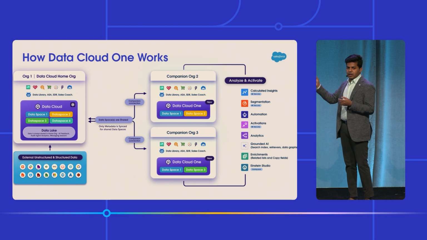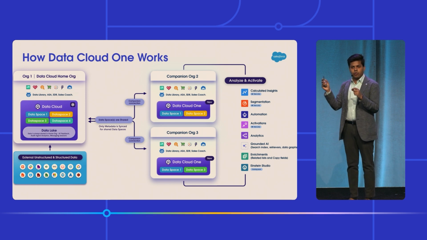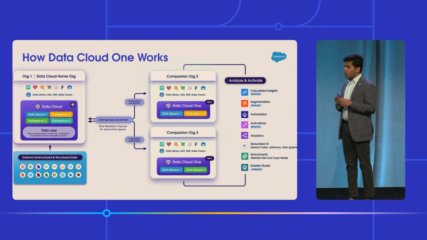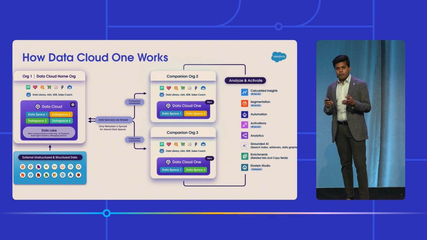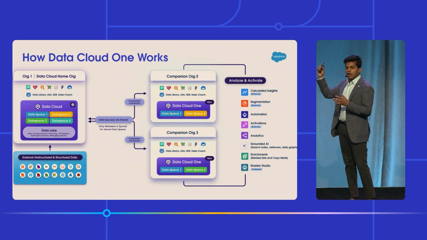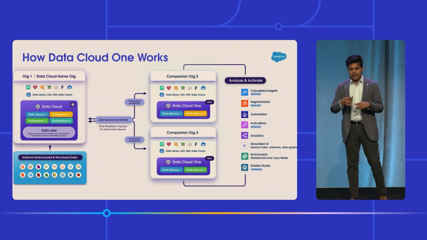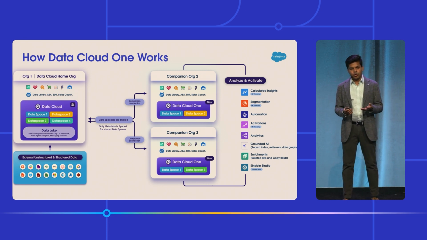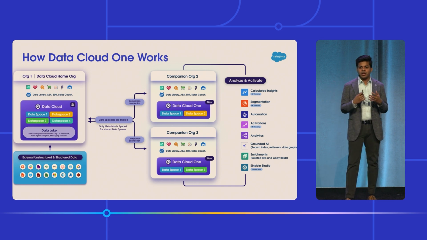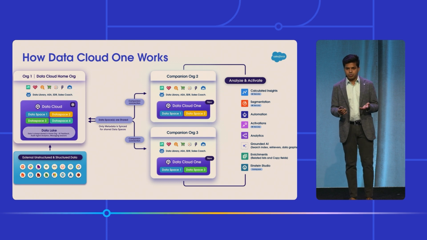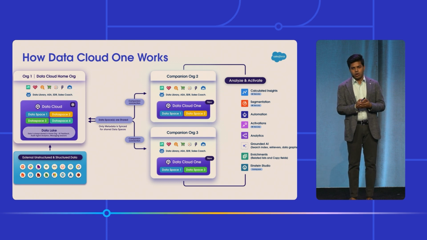And once that is done, the metadata only gets synced for those data spaces to the companion orgs. Once that is done, all the things that you can do in your home org for analyze and activate are now available on your companion orgs as well. So you can view calculated insights, segmentation, you can create new flows using automation, you can ground your AI, as well as perform enrichments using related list and copy field enrichment. You can enrich your local records as well.